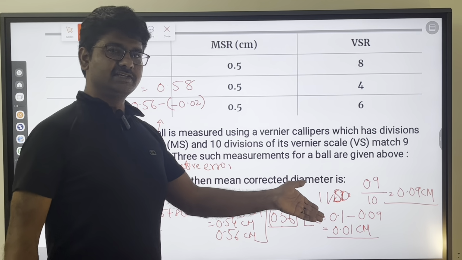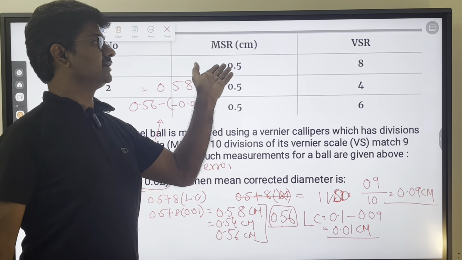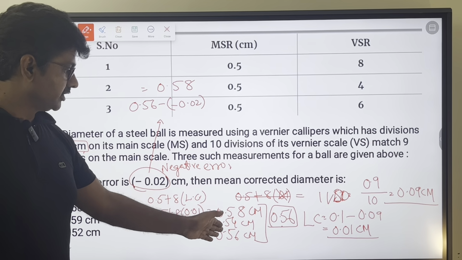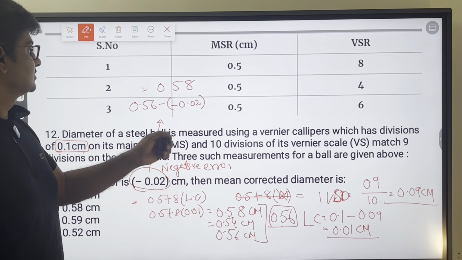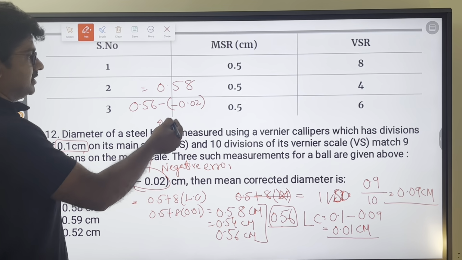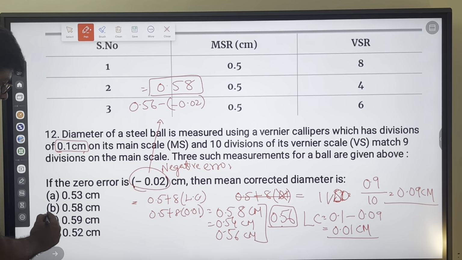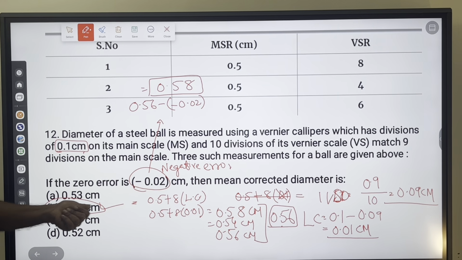Okay, first you have to find least count, then least count into vernier scale divisions plus main scale reading, whatever you are having. All the values you are getting, 0.58, 0.54, 0.56, then the average of that is 0.56. Then you have to add the error, that's it, because a negative error automatically will add up. So what you get is 0.58. So answer is B.